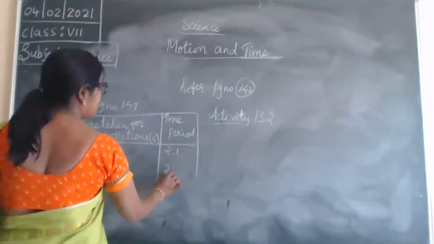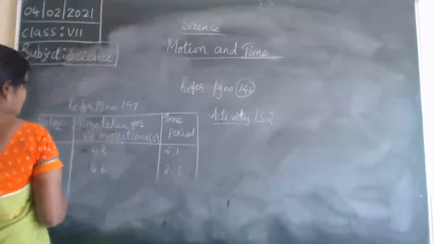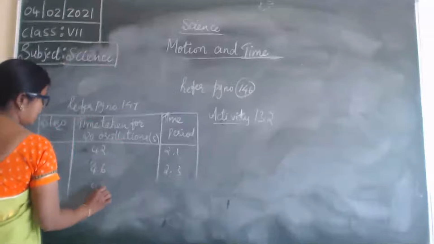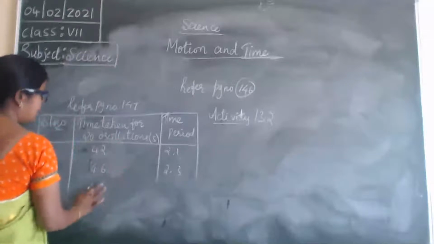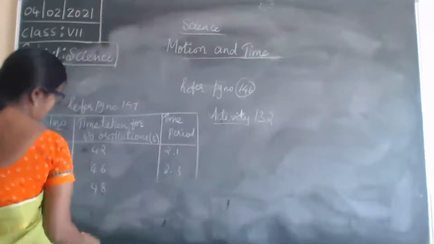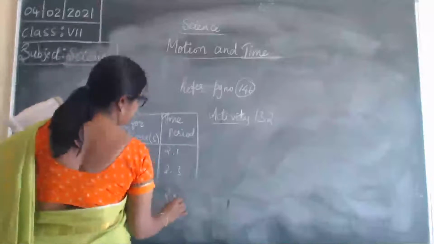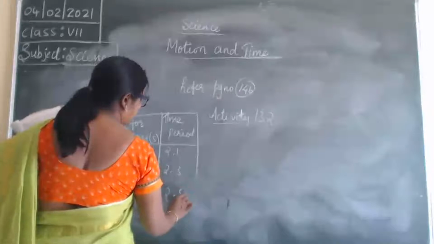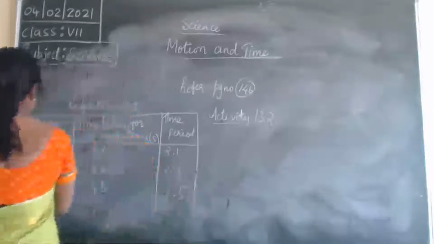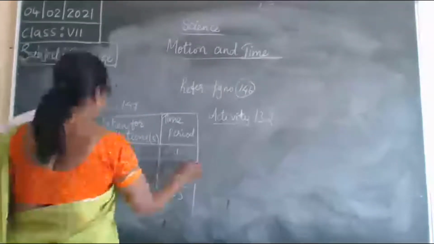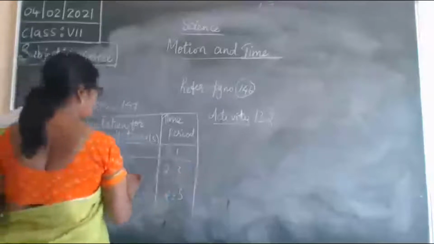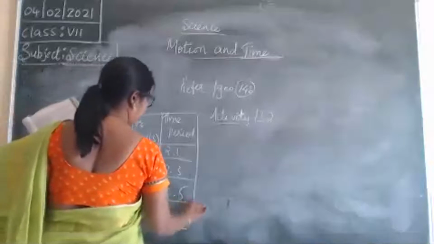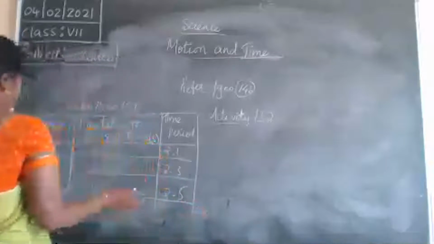Then the time will differ, and again next it might be 48. Then here the time period might be 2.5. Like that, we come to the conclusion with the pendulum, that is the string and the metallic bob ball, to swing.